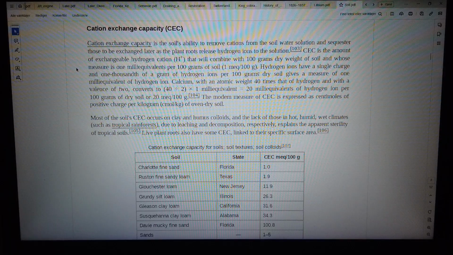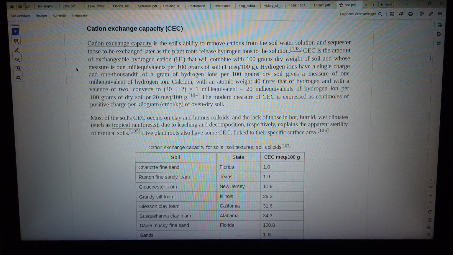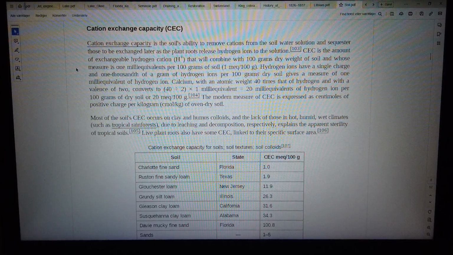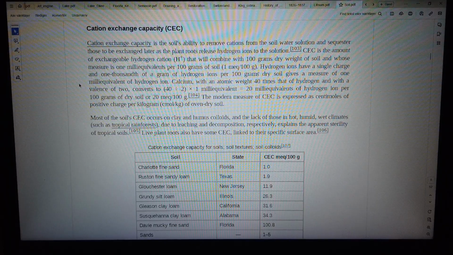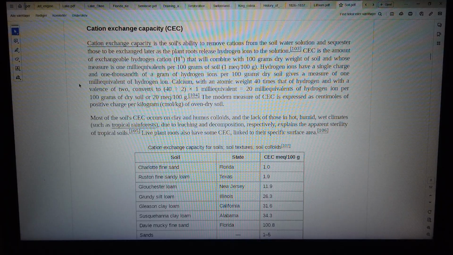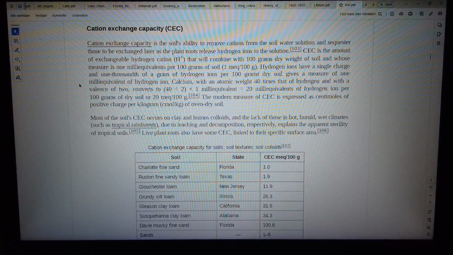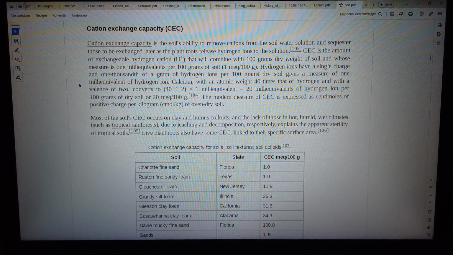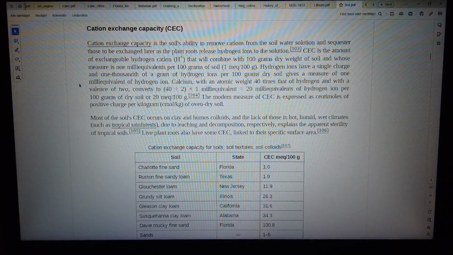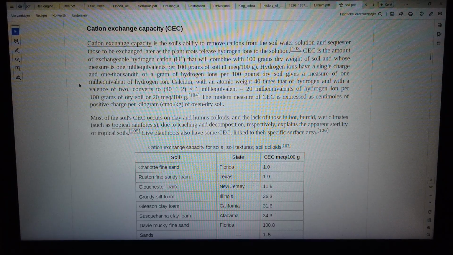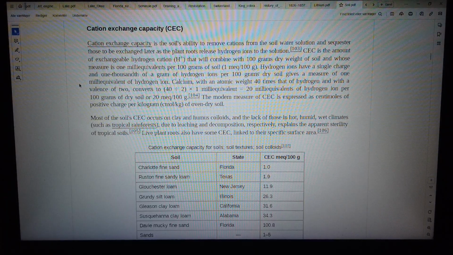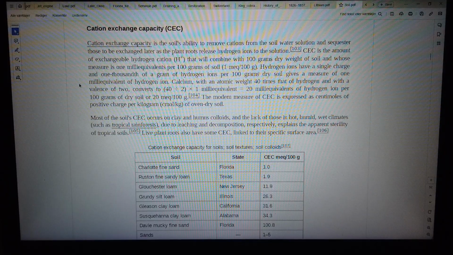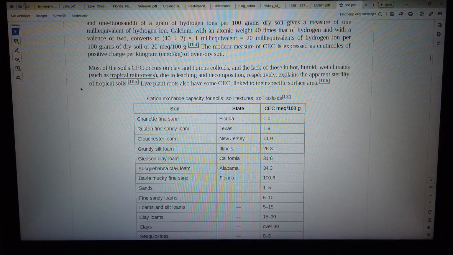1 meq/100 g. Hydrogen ions have a single charge, and one thousandth of a gram of hydrogen ions per 100 grams dry soil gives a measure of 1 milliequivalent of hydrogen ion. Calcium, with an atomic weight 40 times that of hydrogen and with a valence of 2, converts to 40 divided by 2. 1 milliequivalent equals 20 milliequivalents of hydrogen ion per 100 grams of dry soil, or 20 meq/100 g.